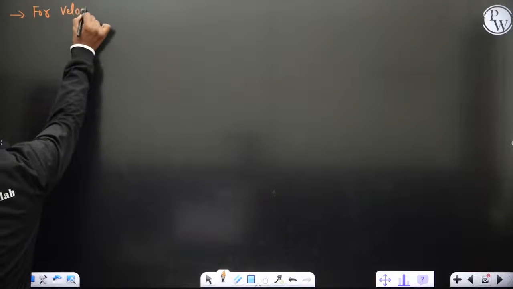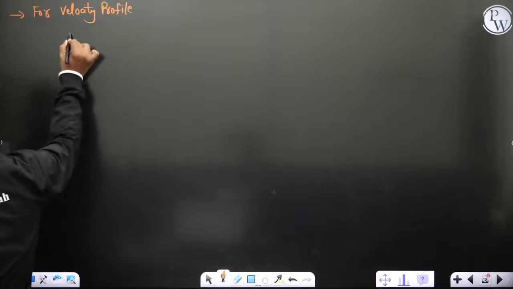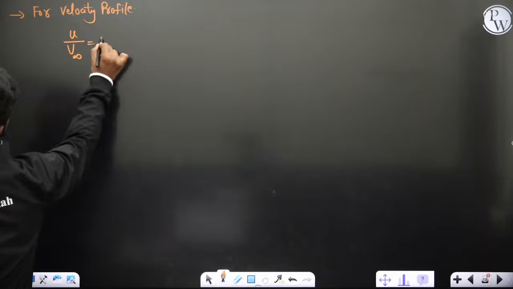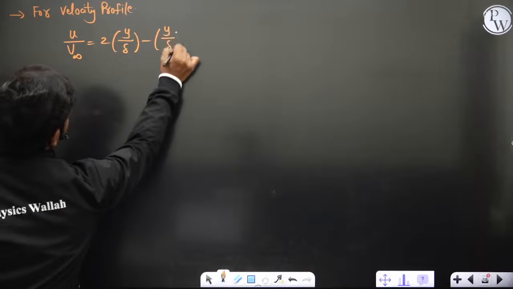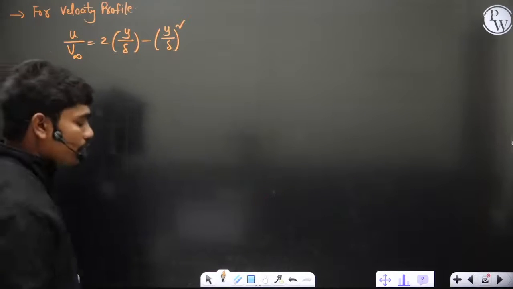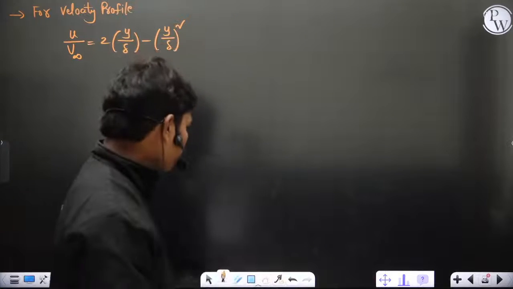For the velocity profile, let us suppose they define f as this: u by u infinity is equal to 2 times y by delta minus y by delta whole square. Actually, you know, 2 eta minus eta square is what we have. Why this particular profile is important, I'll just tell you.